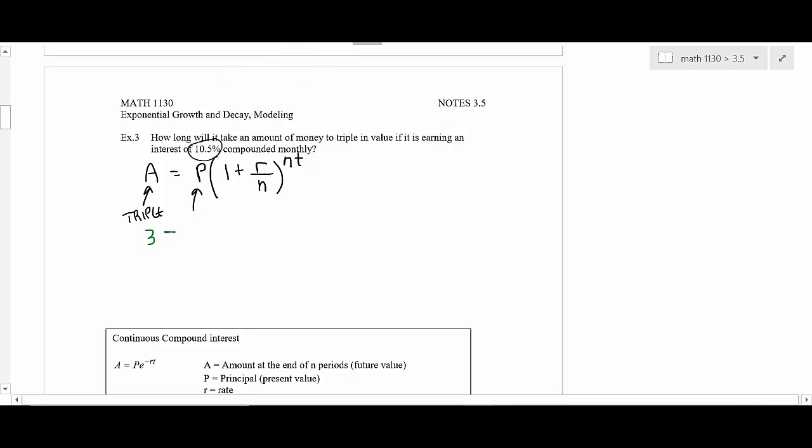So we're going to put 3 there, 1 there, and let's see, our interest rate is 0.105. We're compounding monthly, so again, that's divided by 12. And then that would be to the 12t power like that, okay?